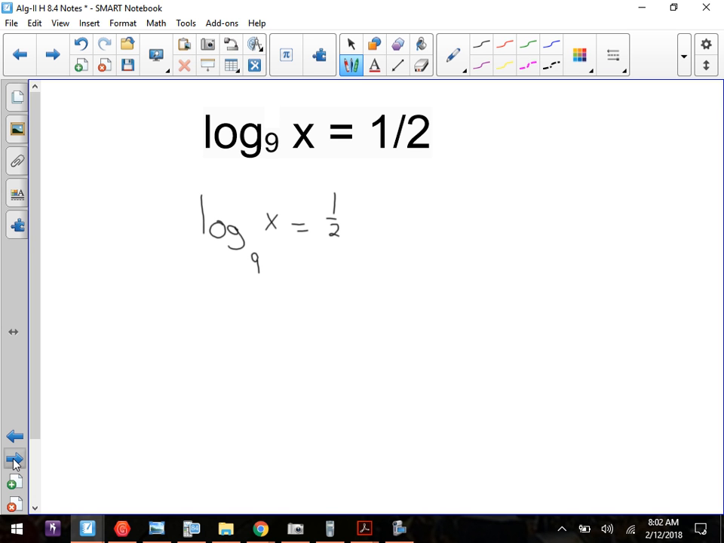Now, in order to solve for x here, I have to rewrite that into exponential form. That's where the bases and exponents, changing things back and forth, allow us to do this. So I would write 9 to the half equals x. And what's the half power? Well, yes, the answer is 3, but half power means you're taking what? Square root. Not too terrible, is it?